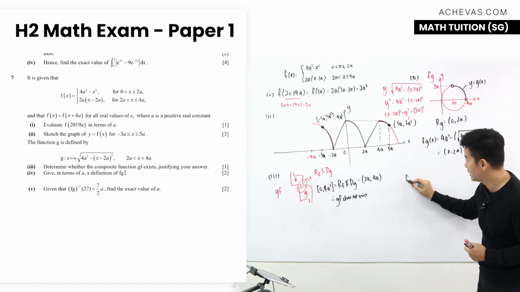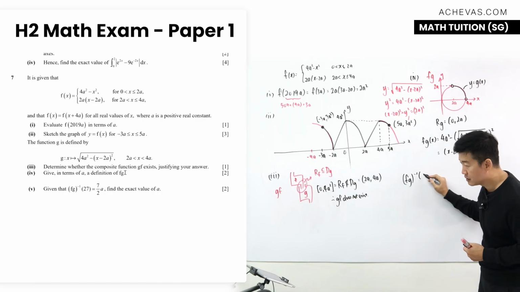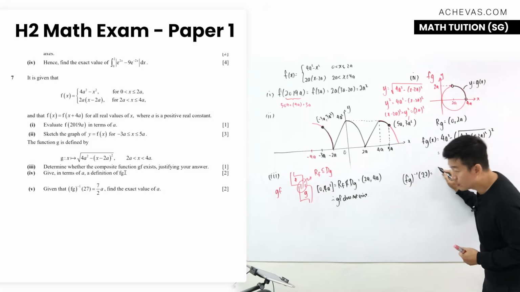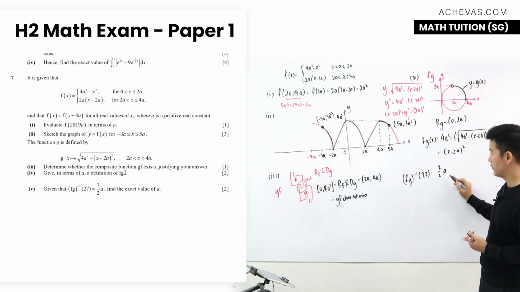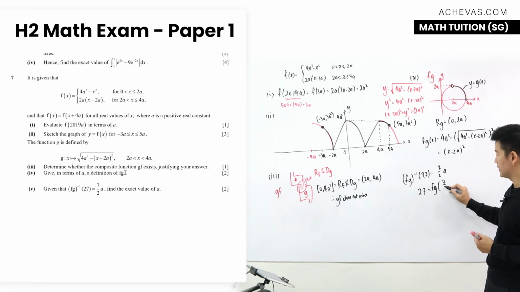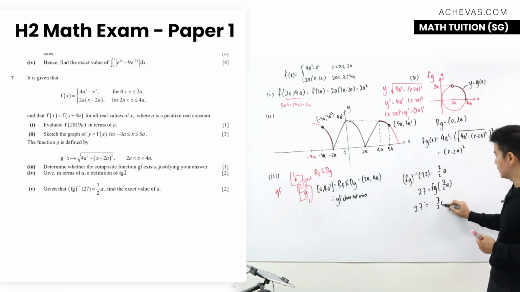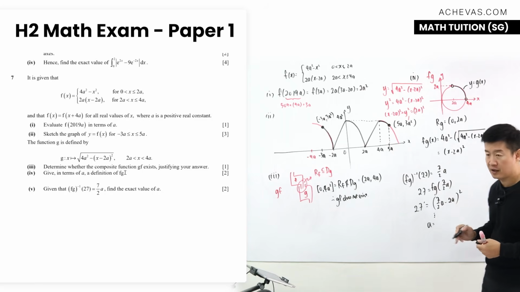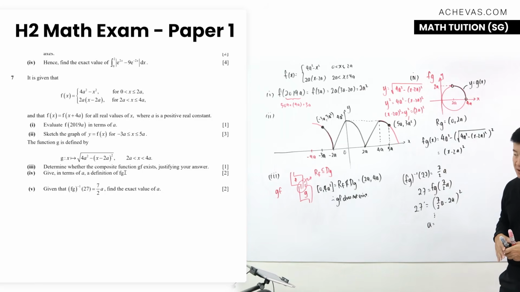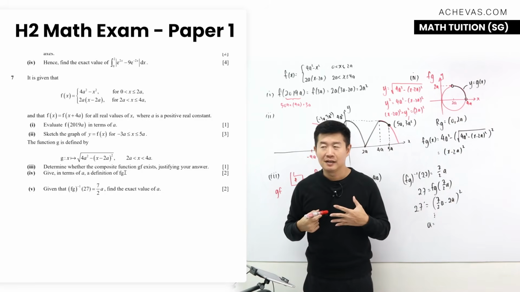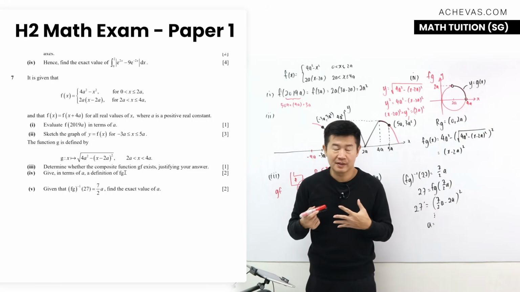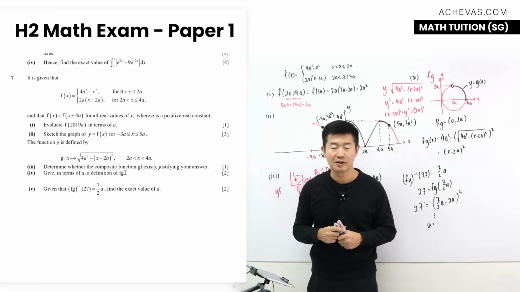The last part is very simple. The last part, g inverse of 27 is equal to 7 over 2a. So to find a, 27 is just bring this over to the other side. fg of 7 over 2a. So 27 is going to be equal to 7 over 2a minus 2a, the whole thing squared. Okay, then you solve for a. Last part, super easy. But this is really good. I find this very useful because it creates that kind of opportunity for us to do some thinking on the spot during the exam.